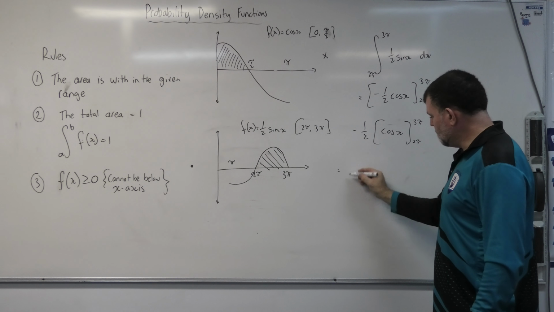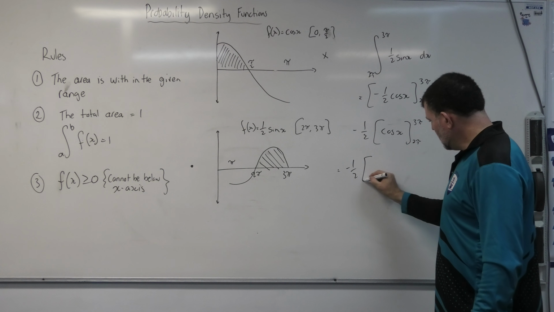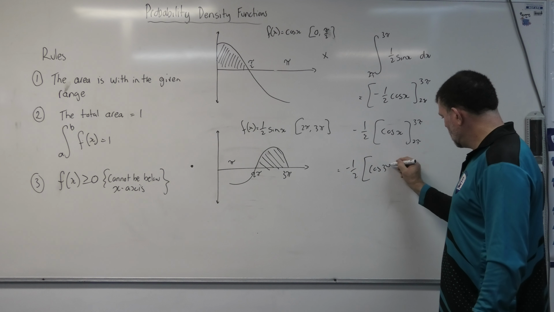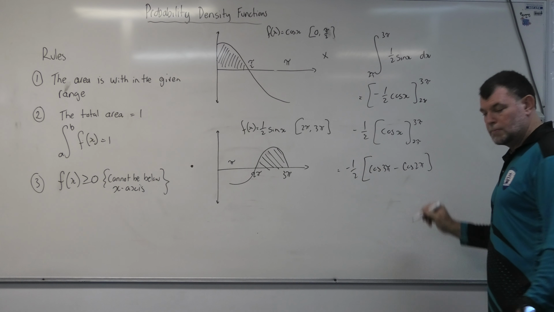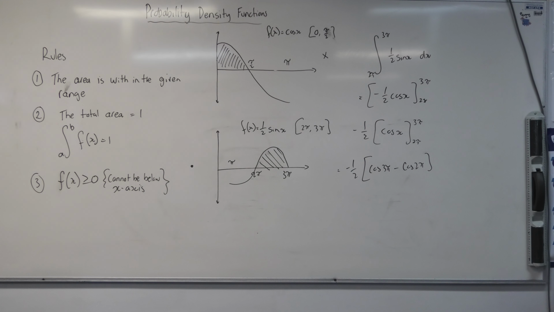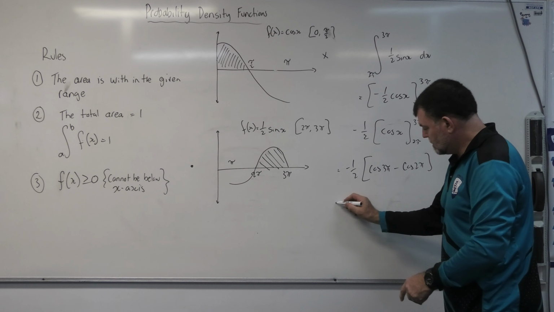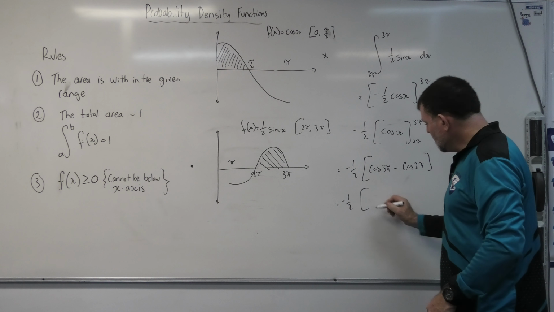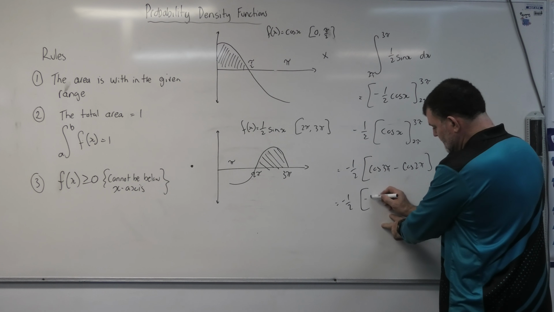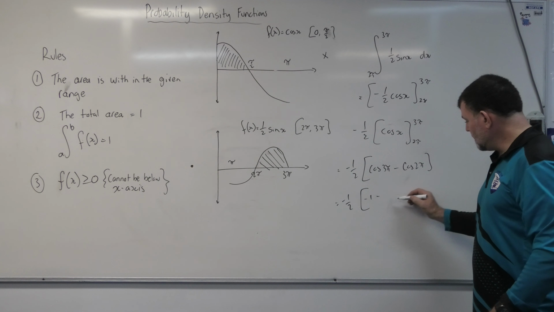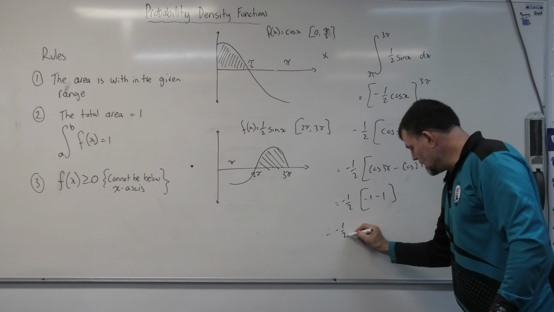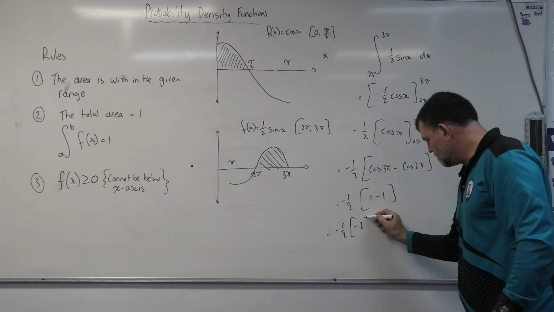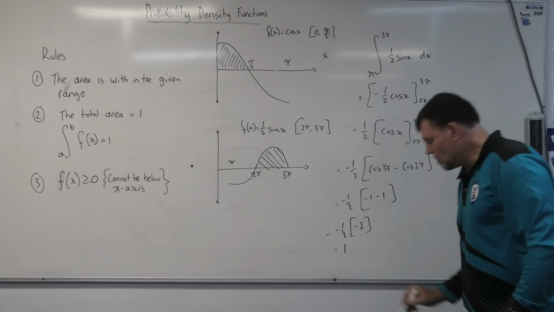We can then say therefore we'll get 1/2 is equal to cos 3 pi minus cos 2 pi. And if we're looking at this correctly, we should get an answer that will help us solve it. So therefore negative 1/2. Now cos 3 pi is equal to negative 1 minus cos 2 pi, which is 1. So therefore negative half times negative 2 is equal to 1.